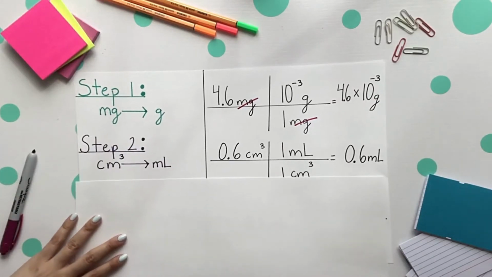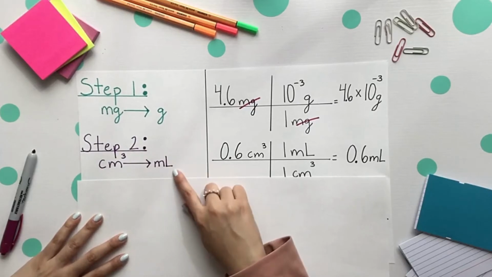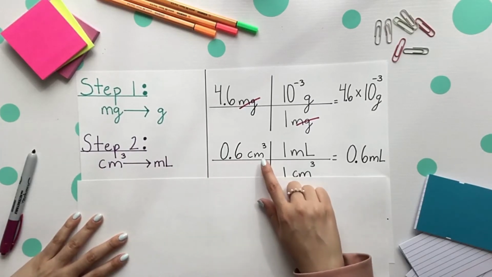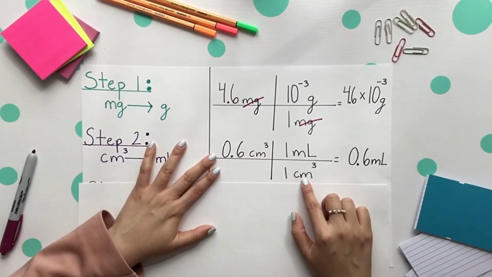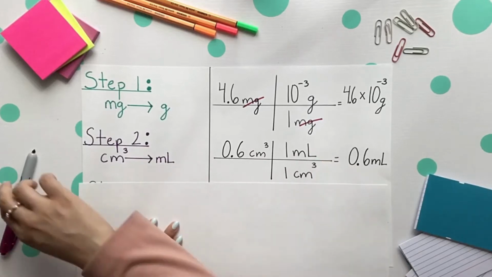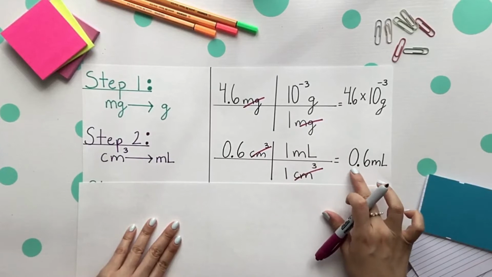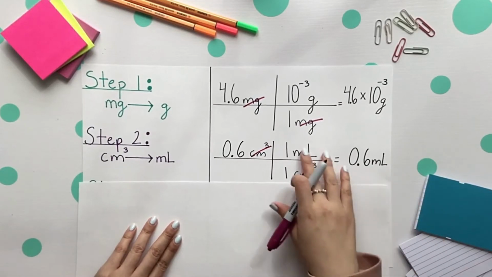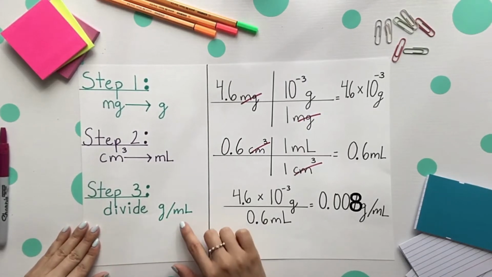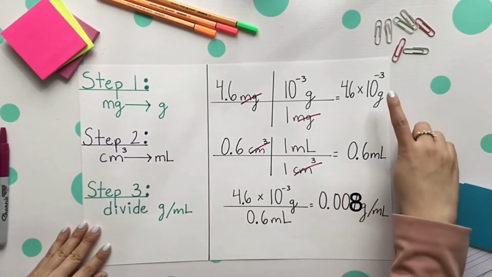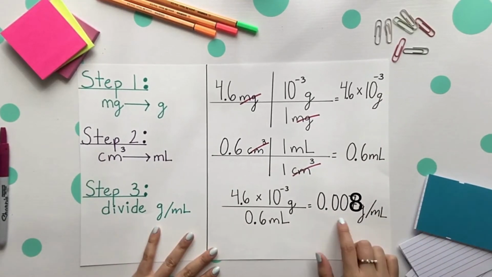Step 2, we'll take our cubic centimeters and convert them to milliliters. That 0.6 cubic centimeters then gets aligned with our conversion factor of 1 cubic centimeter to 1 milliliter. Cubic centimeters cancel. Multiply straight across, we'll get 0.6 milliliters. And our last step is just to divide our grams by our milliliters. So step 1 divided by step 2, we'll end up getting grams per milliliter.